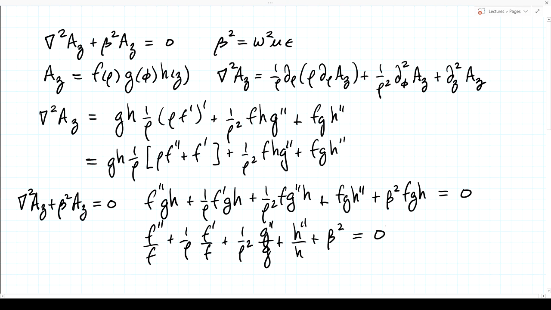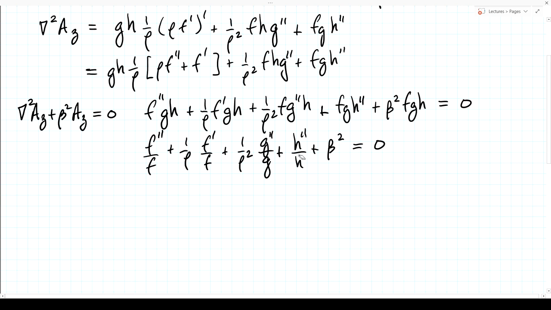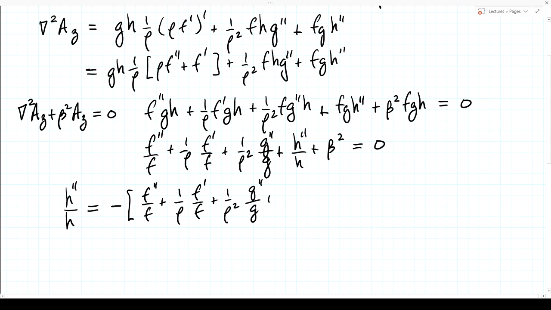So now that is the form of the Helmholtz equation. Now remember, our goal is to isolate or separate one of the coordinate dependencies on the left side of the equation and all the other dependencies over on the right side. Right now we've got H double prime over H, and that's the only place that z comes into play. All these other terms do not depend on z. So let's leave that on the left and move everything else over to the right. So that'll be minus everything else: F double prime over F plus 1 over rho F prime over F plus 1 over rho squared G double prime over G plus beta squared. Okay, so we just moved everything except the H double prime over H term over to the other side.